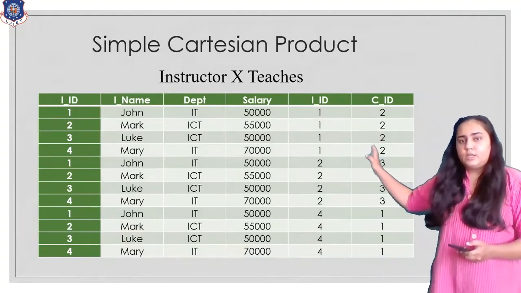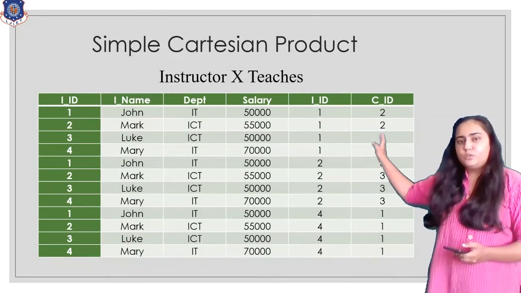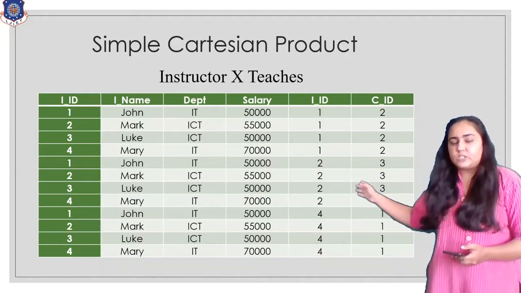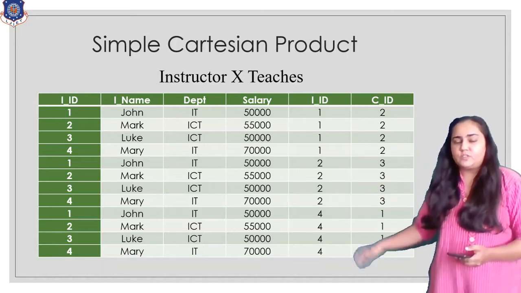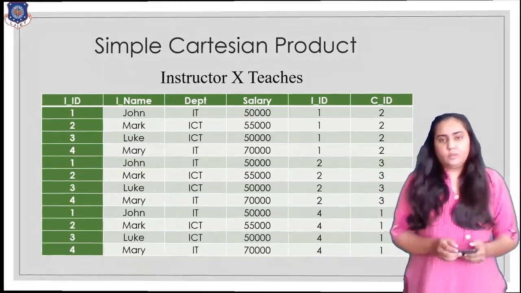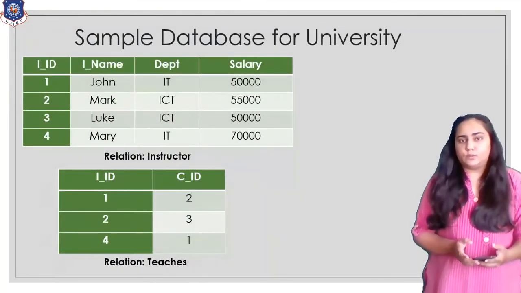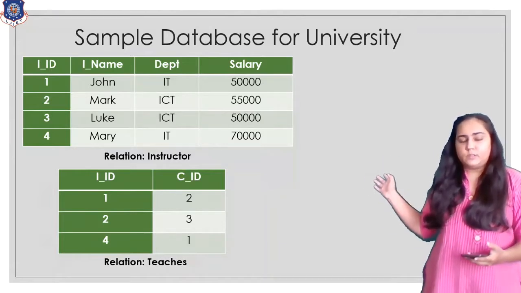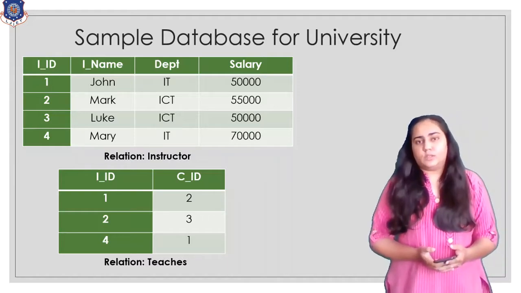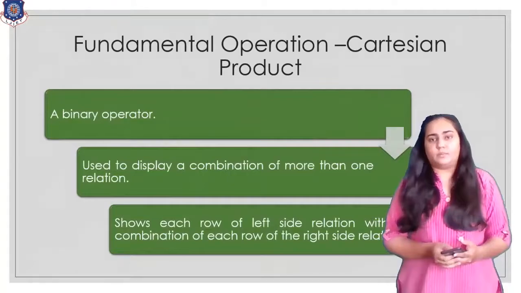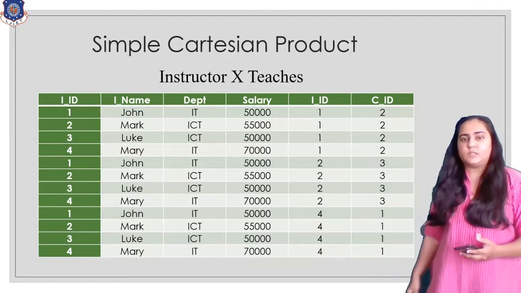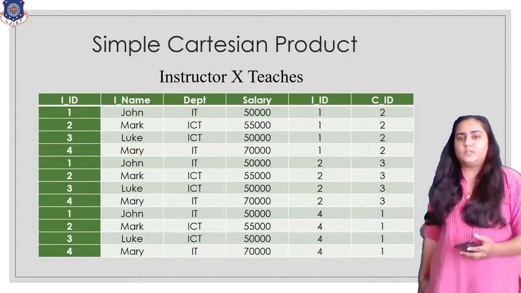You can see that here, the first row of teachers, which is 1, 2, is combined with all 4 rows of instructor. And then the next row of teachers is again combined with all 4 rows of instructor, and so on. And notice the number of columns. The number of columns are going to be equal to the total columns of both tables. So the first table has 4 columns, the second table has 2. So the total is going to be 6, and that's what I am getting in this table. I'm getting totally 6 columns, as you can see here. And so this is the Cartesian product.